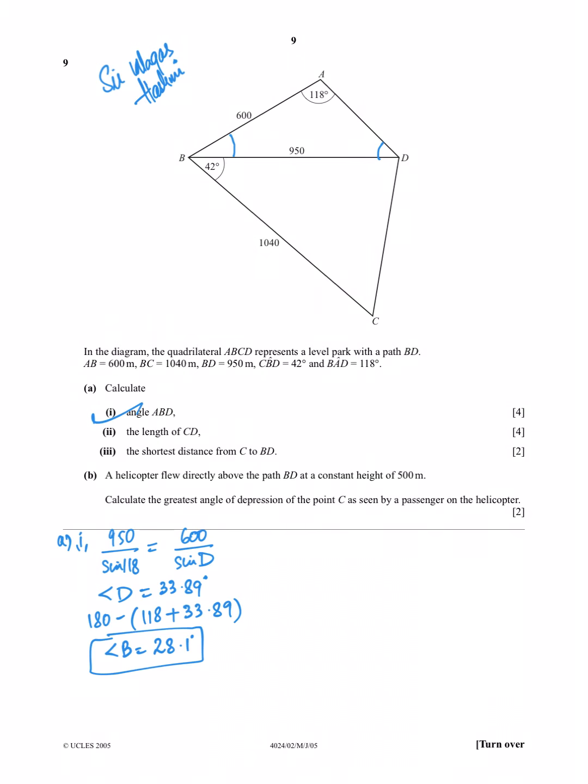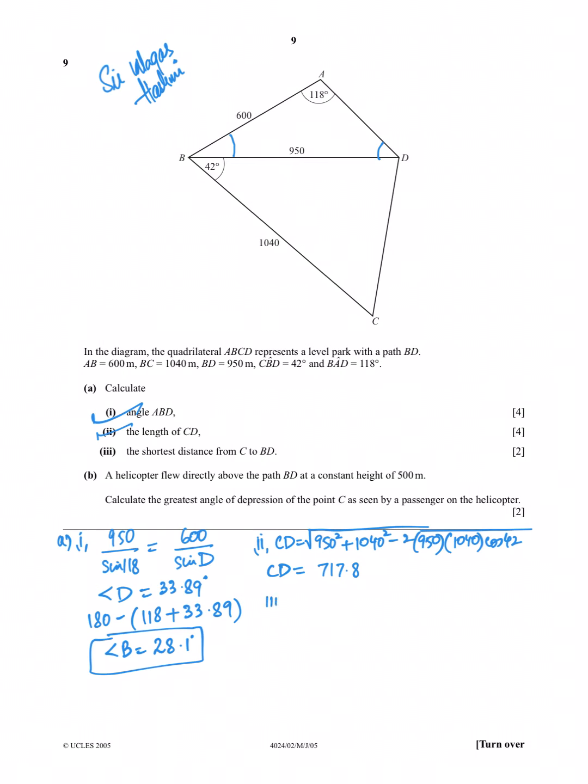After that, the length of CD. So for length of CD, you can apply law of cosine here. So that will be CD is equals to under root of 950 square plus 1040 square minus 2 times 950 times 1040 times cos 42. Alright, if you further simplify it, you will get the value of CD, and that will be equals to 717.8. That is your value of CD.